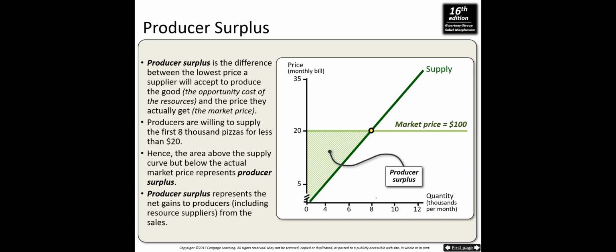Then what is producer surplus? Producer surplus is the difference between the lowest price a supplier will accept to produce the good, which is the opportunity cost of the resources, and the price they actually get. The area between the price line and the supply curve represents the producer surplus. Here, a supplier whose cost is $5 to produce the 4,000th unit sells it in the market at $20, so that is $15 of producer surplus. But this is only for one supplier. If you want to calculate it for all suppliers supplying pizza to the market at the market price, we need to find the area of this region. Producer surplus represents the net gains to producers from the sales.